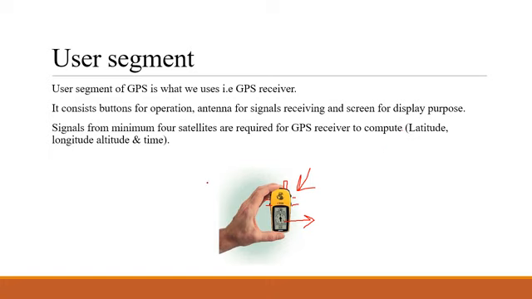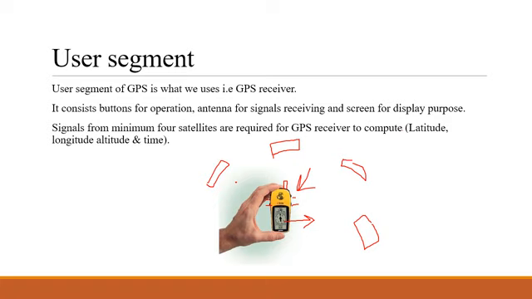As we have discussed, a minimum of 4 satellites is required for any GPS user segment to trace or track or display the location of an object. That is satellite 1, satellite 2, satellite 3, and satellite 4. Satellite 1 is used for X or latitude, satellite 2 for Y or longitude, the third satellite is used for altitude, and the fourth satellite is used for time.